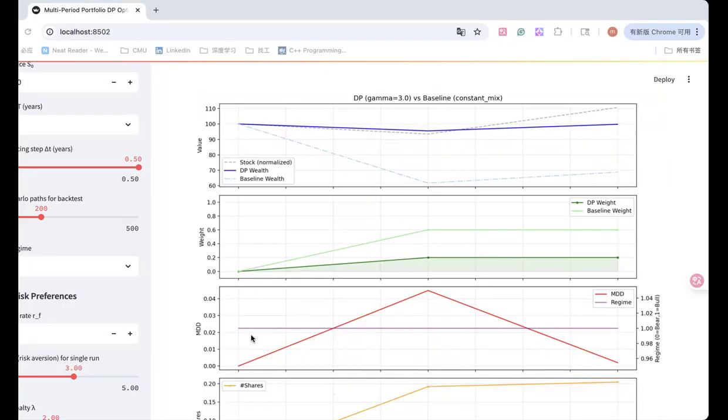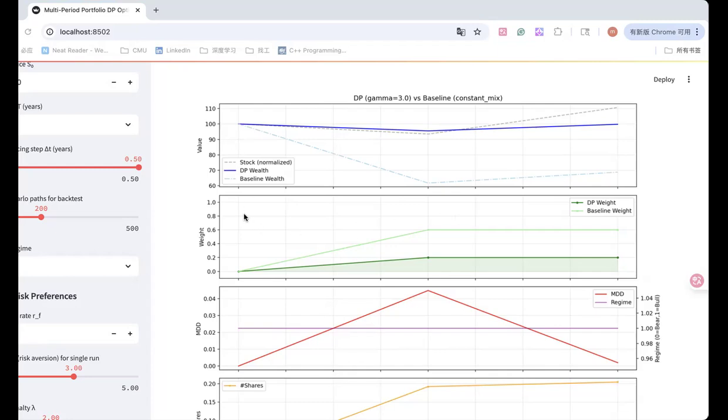Here's the main result for one representative path. The top panel compares the DP strategy wealth in blue to the normalized stock price in gray, and optionally a baseline strategy in light blue. You can see the DP strategy participates in up movements, but also cuts risk when the market drops.